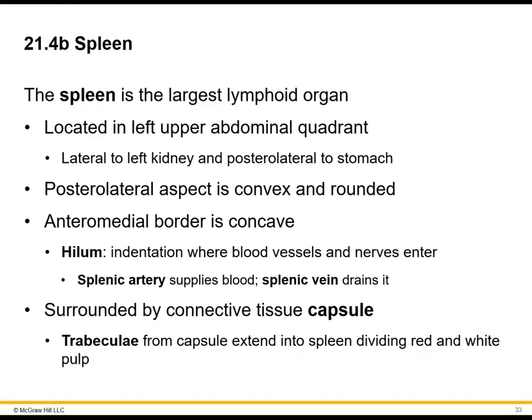It has a hilum. This is the indentation where blood vessels and nerves enter the spleen. The splenic artery supplies blood while the splenic vein drains it. The spleen is going to be surrounded by a connective tissue capsule. And again, you'll see trabeculae from that capsule extend into the spleen, and it's going to divide the spleen into red and white pulp.